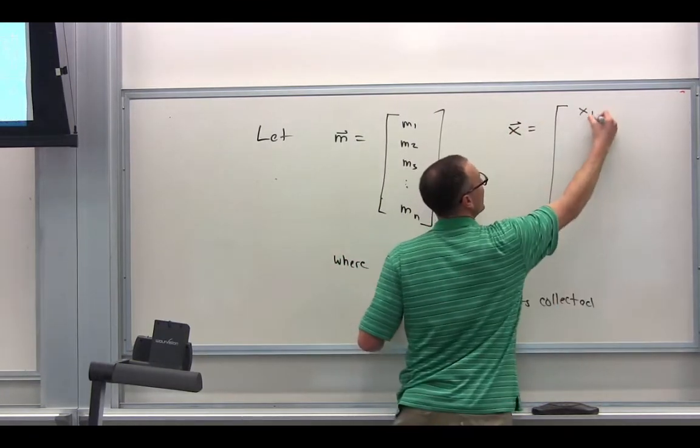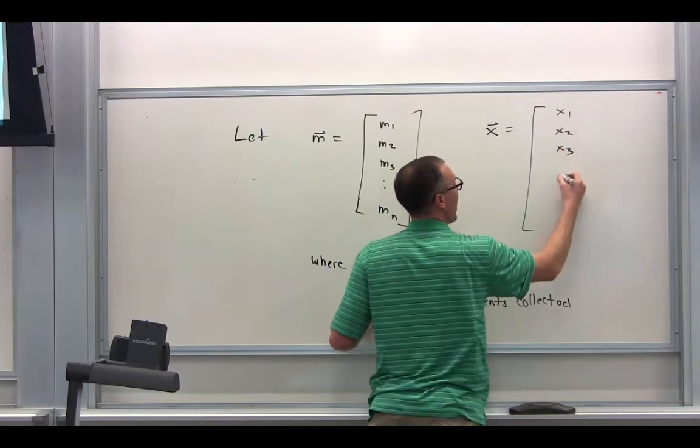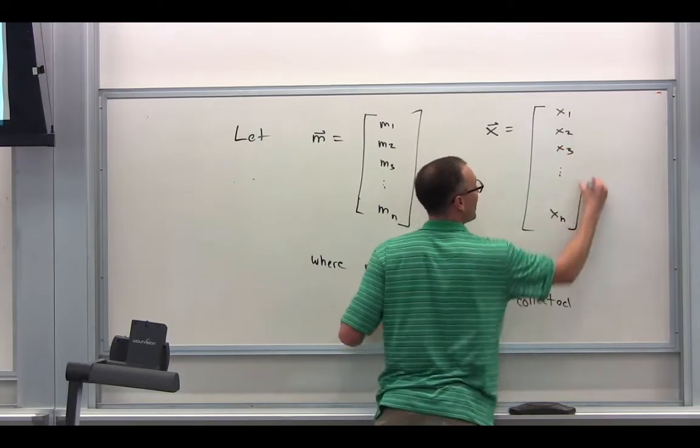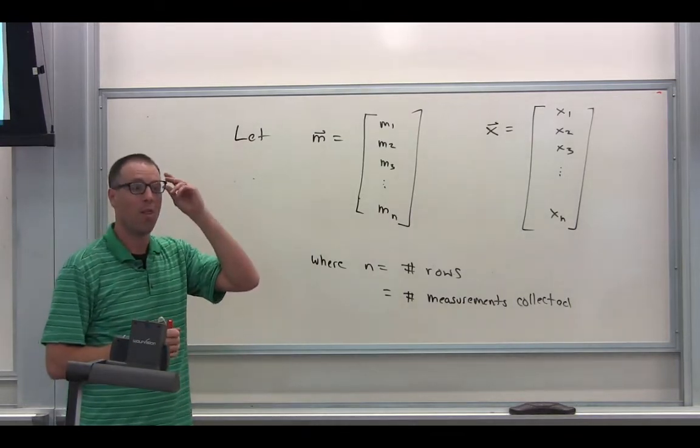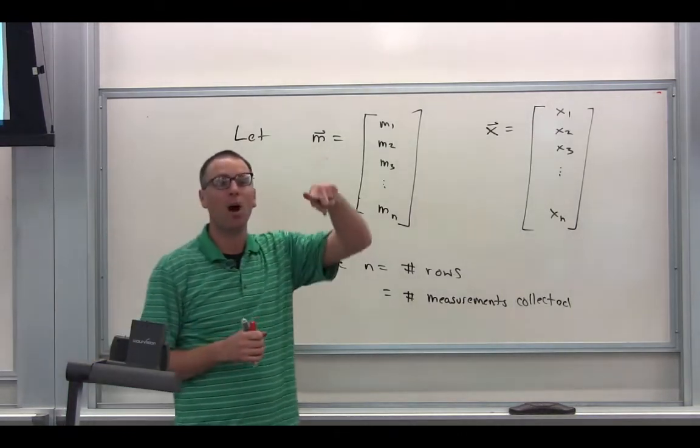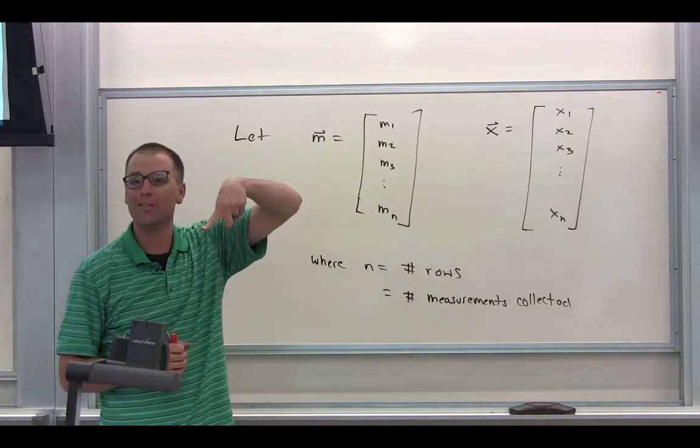Then we're going to have what we call an X vector. And this is going to be X1, X2, X3, all the way down to Xn. Could you guess what those are? The raw position of the movable end of the spring.